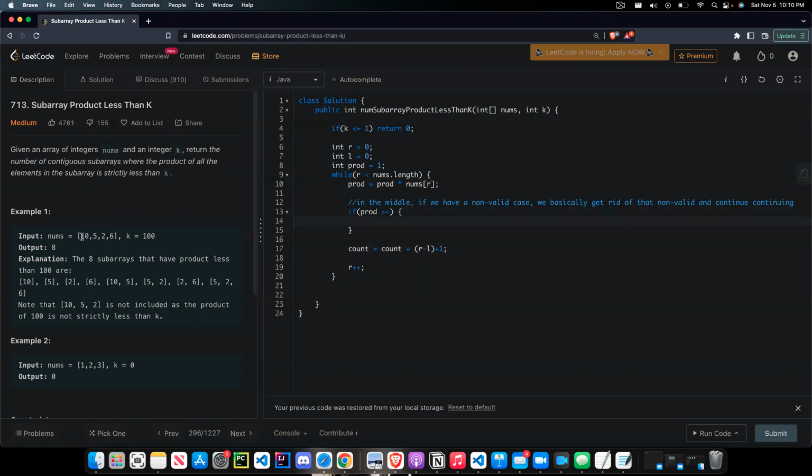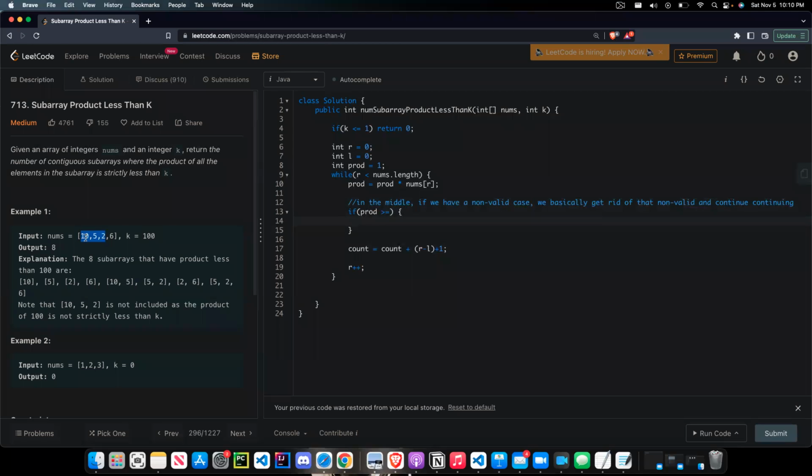So what do I mean? What I mean is, assume we're building the product up, okay, 10 and then 5, which is 50, and we're counting the subarrays as we go, by the way. And then we have 50 times 2, that's 100. The product is no longer strictly less than k, right? And so this is where we would be. The product is now greater than or equal to k, okay? So what do we do? Well, we shrink the window.